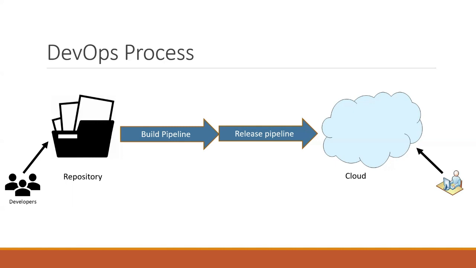So I have just given cloud here. It can deploy on an on-premise server also. So this is the basic DevOps process. There are hundreds of things included with this, but this is the basic thing we can start from.